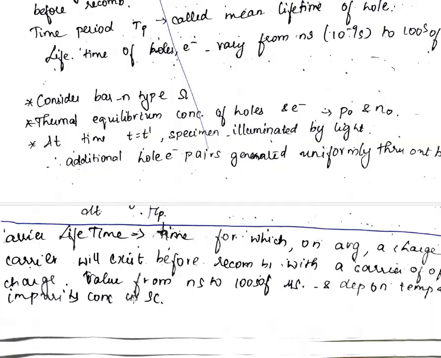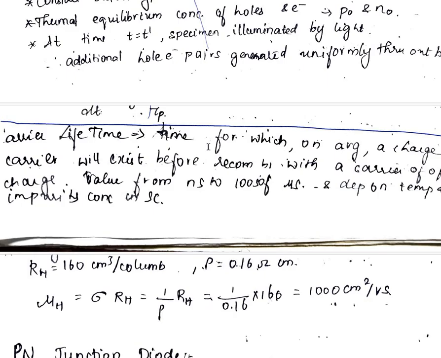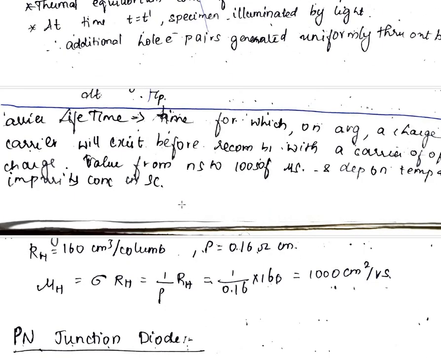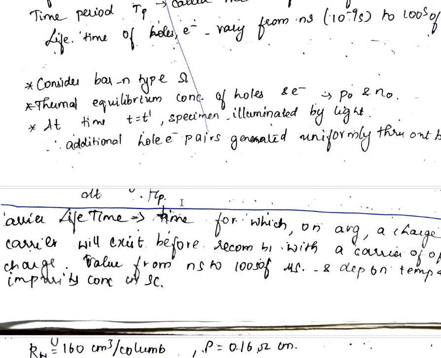Carrier lifetime is the time for which, on average, a charge carrier will exist before recombination with a carrier of opposite charge. So the time for which it waits before recombination is called the carrier's lifetime. The value is from nanoseconds to hundreds of seconds or microseconds, and depends on the temperature and the impurity concentration in the semiconductor. This is about the drift and diffusion current. Thank you.